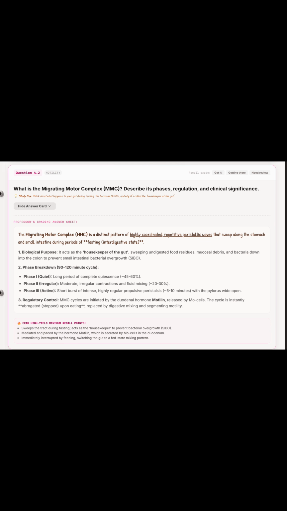So this happens only during fasting and is due to the hormone motilin, and the main function is to clear debris and prevent small intestinal microbial overgrowth. And also phase 3 is the one that causes an intense clearing wave where the pylorus opens wide.